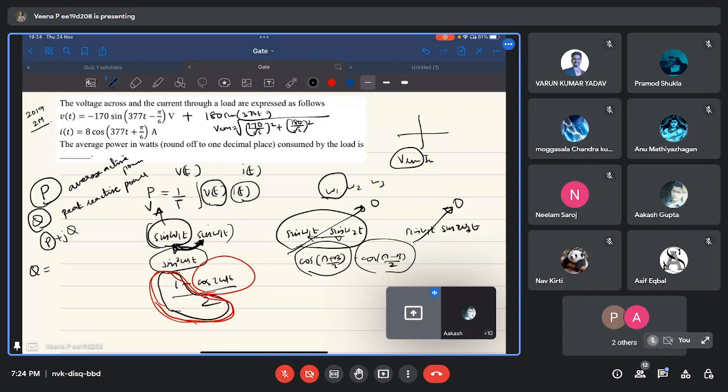You find the product, VRMS into IRMS. Then you already know S square is P square plus Q square. So you find Q as S square minus P square. This is how you find Q, where you should understand that your Q is always the peak reactive power, not the average reactive power, but P is your average active power.